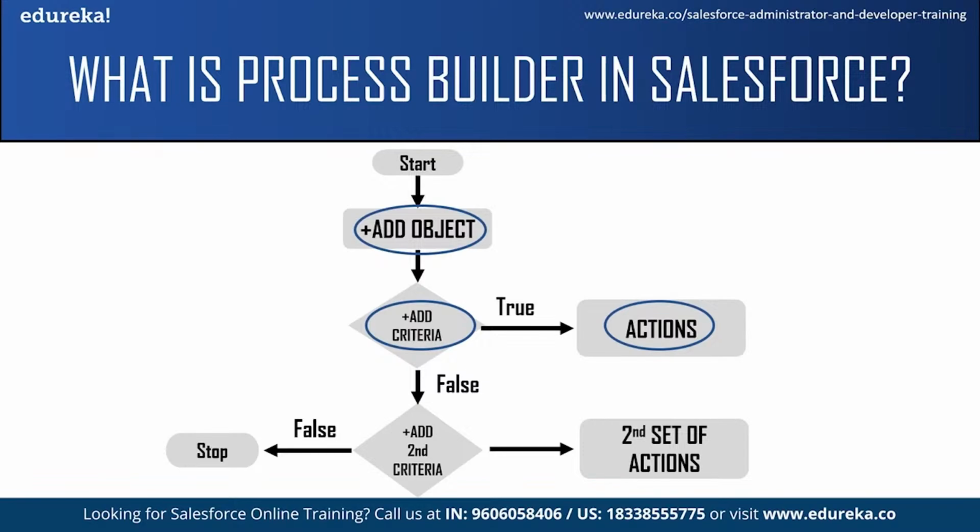But in Process Builder, it's like a multiple if statement. So if the first criteria is met, then the first set of actions are performed. But if the criteria is false, it checks for the next criteria. And if that criteria is true, then the next set of actions are performed. Just think of Process Builder as an enhancement of workflow.